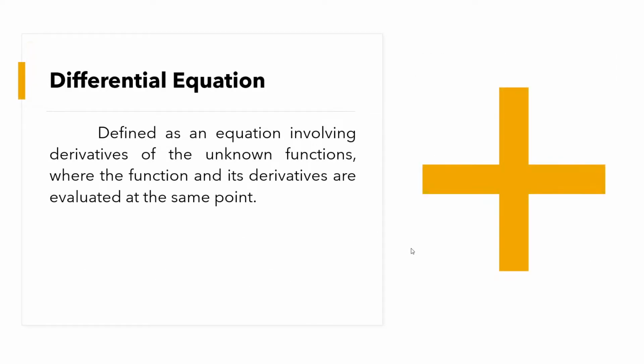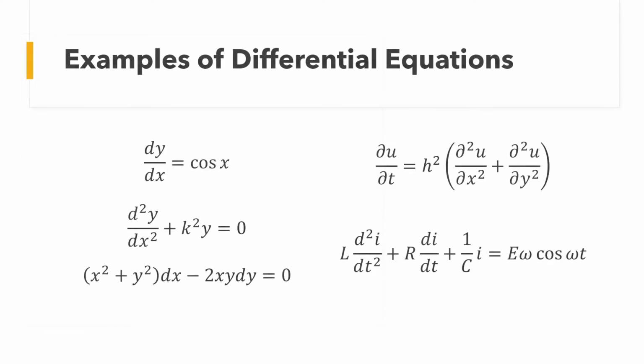Here are examples of differential equations that we know. For example, we have dy over dx is equal to cosine x. Obviously that is a differential equation; we have the function y and the derivative with respect to x. Then we have d squared y over dx squared plus k squared y is equal to 0. That is another example. Then we have x squared plus y squared dx minus 2xy dy is equal to 0.